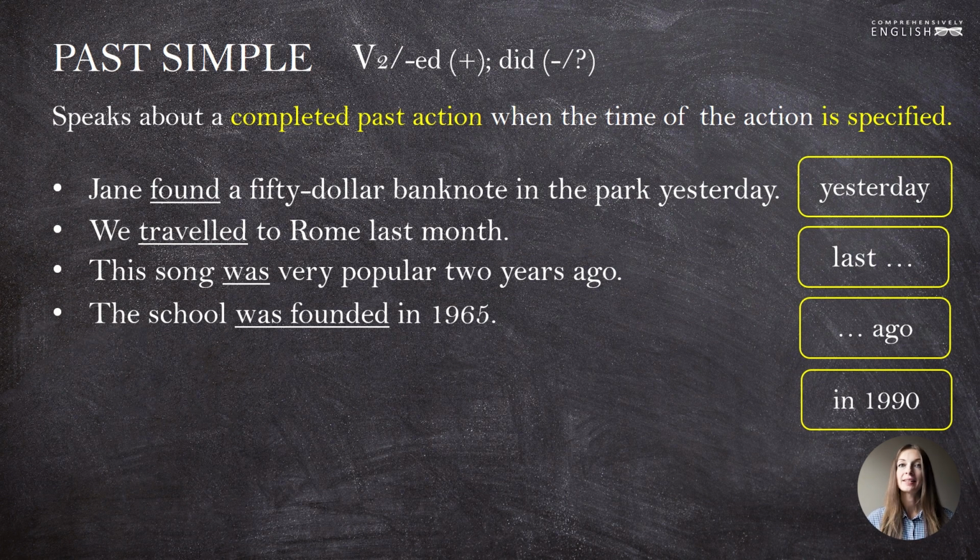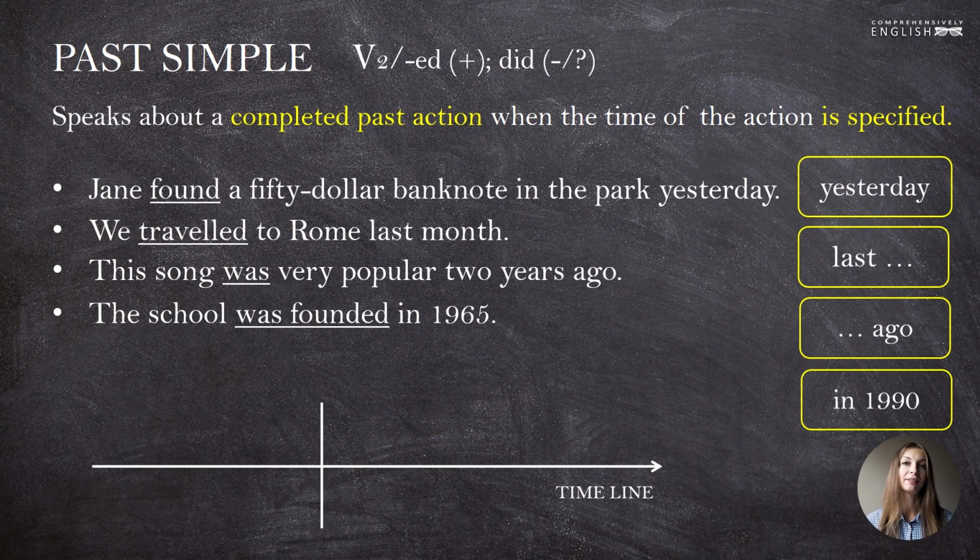What we see here in this last sentence is the passive voice, "was founded." Why do we say "was founded" and not "has been founded"? Because we specify a year. In 1965, in a particular moment of time in the past.